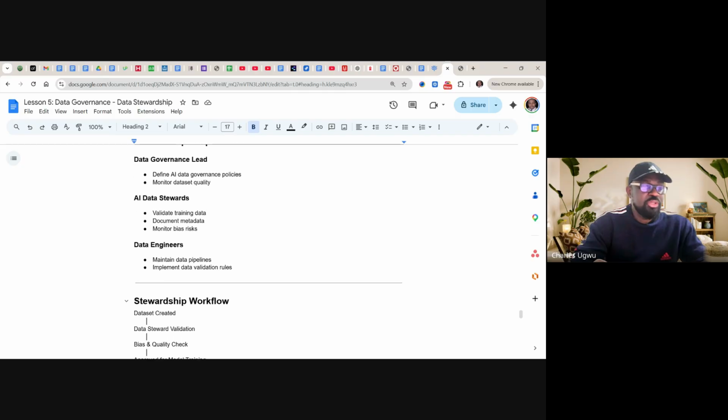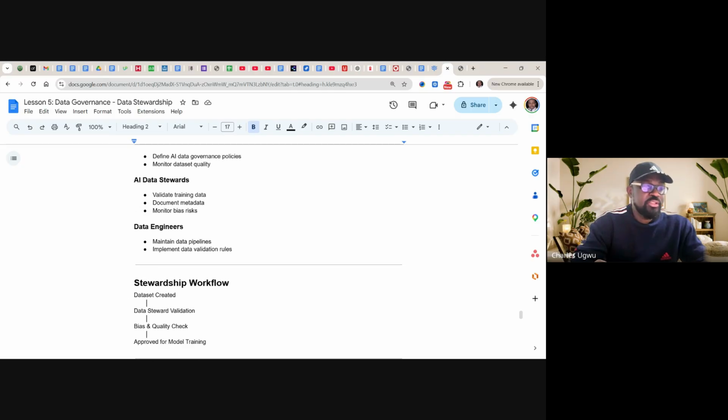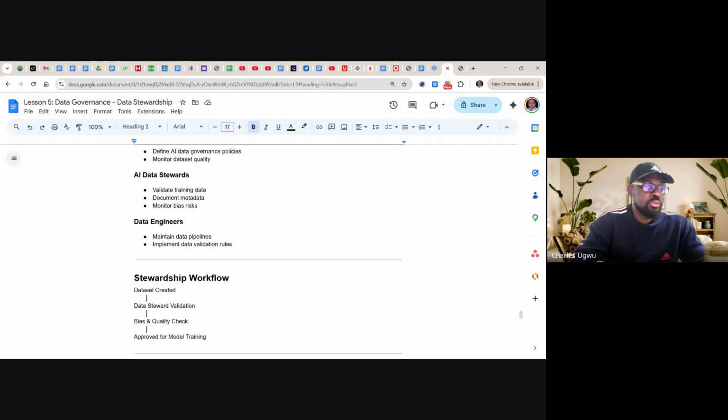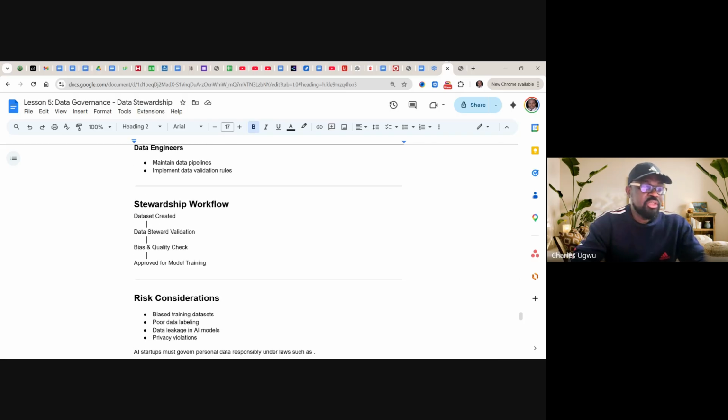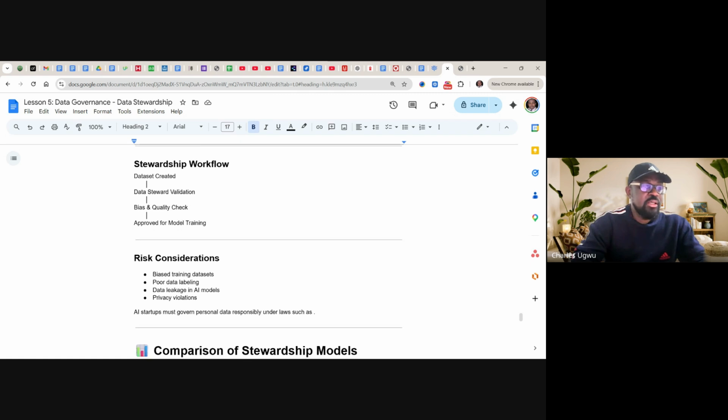So the stewardship flow, when there is an issue: the dataset is created and then moved to the data steward for validation, then bias and quality check, and then approved for model training. Risk considerations in this area are bias in training datasets, poor data labeling, data leakage in AI model, and privacy violation.